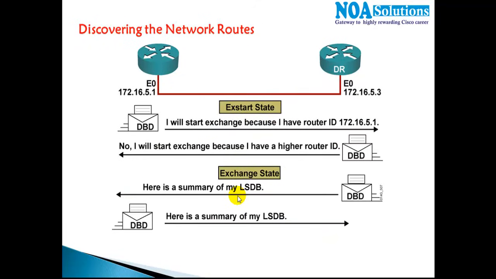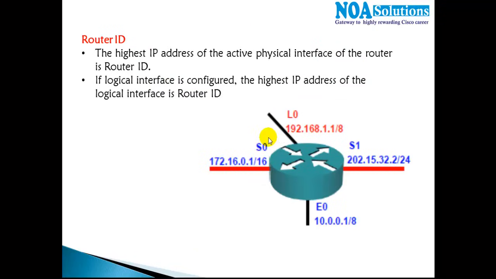Now the next stage of the OSPF process, the fourth stage, is the ExStart stage. Before we go to the ExStart stage, we need to understand something called router ID, because this stage is completely based on the router ID. So let's try to understand the router ID here.